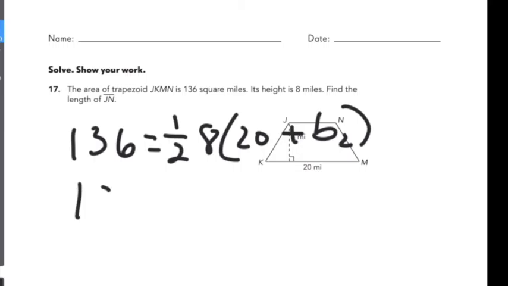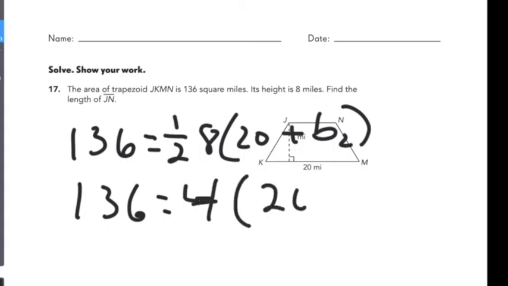Okay, so I'm going to try to solve what I have. So I have 136 equals, what's half of 8? It's 4, times (20 plus b2). Okay, so you have a choice of what to do here. You could do the distributive property, which is double rainbow, if you remember. Or you could go ahead and divide by 4 to get rid of the 4.